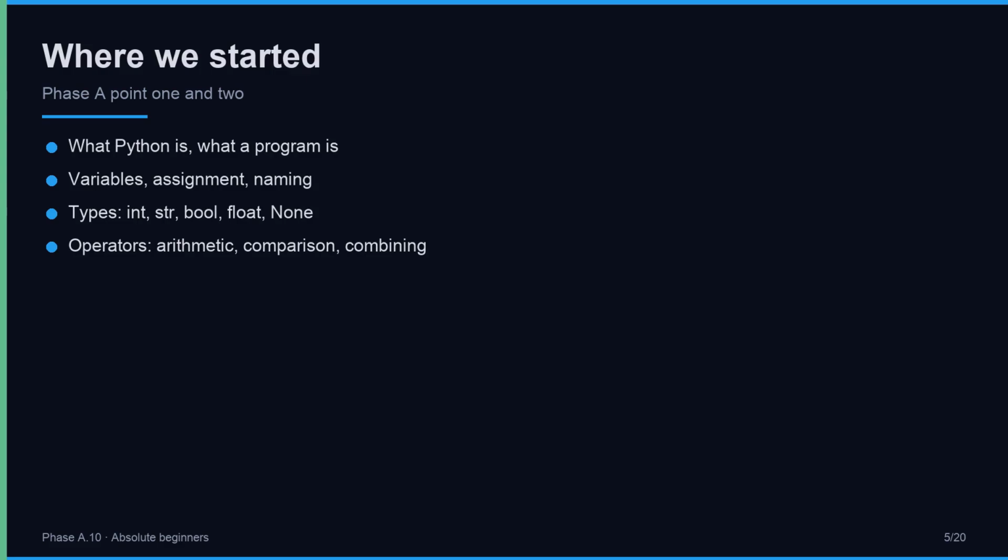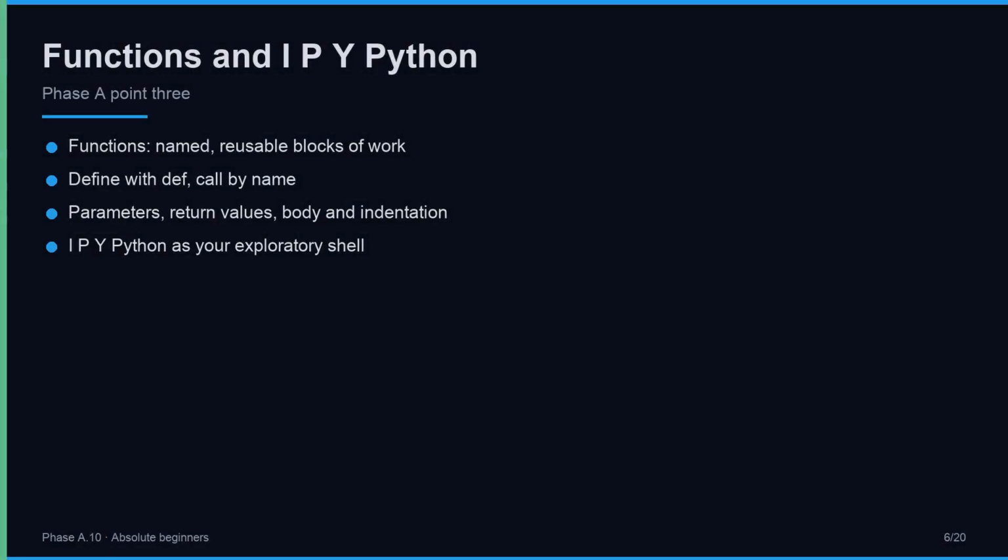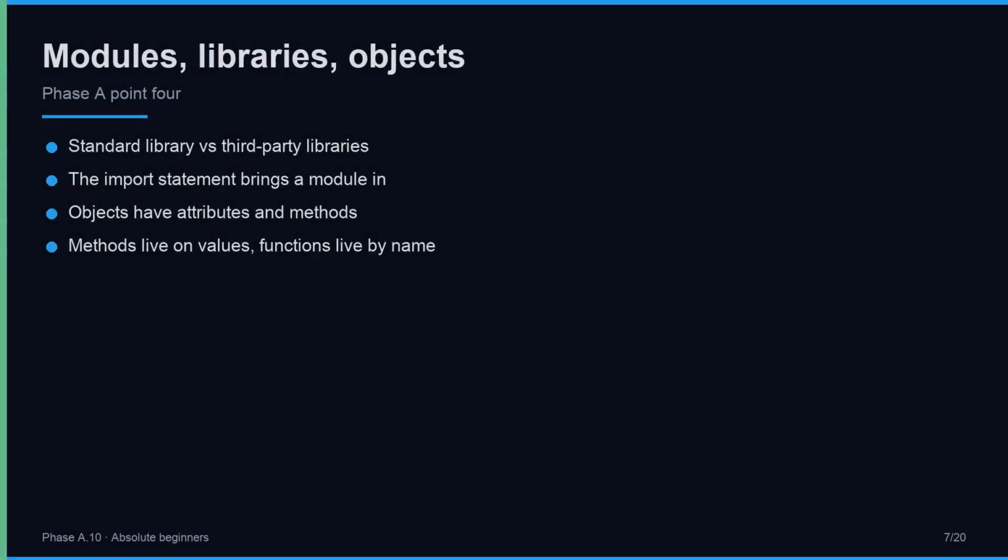The alphabet of Python. Phase 0.3 was the first big jump. You learned functions, named, reusable blocks of work. Define with def, call by name. You learned parameters, return values, body, and indentation. You also met IPython as your exploratory shell, the place where you try ideas before committing them to a file. Functions are where you stopped writing scripts and started writing programs. Where scripts became programs.